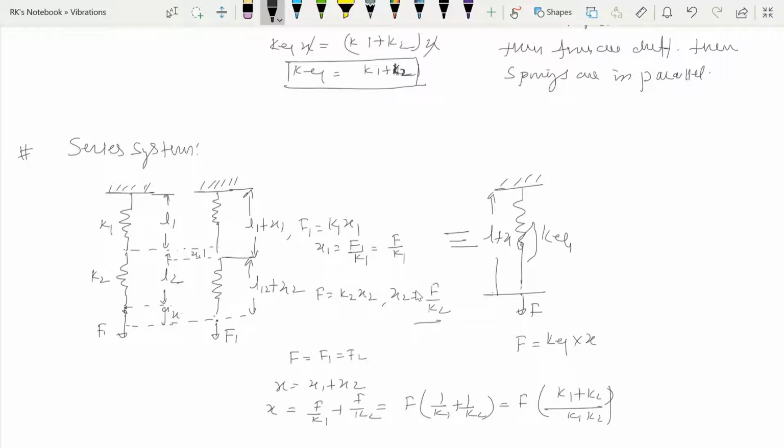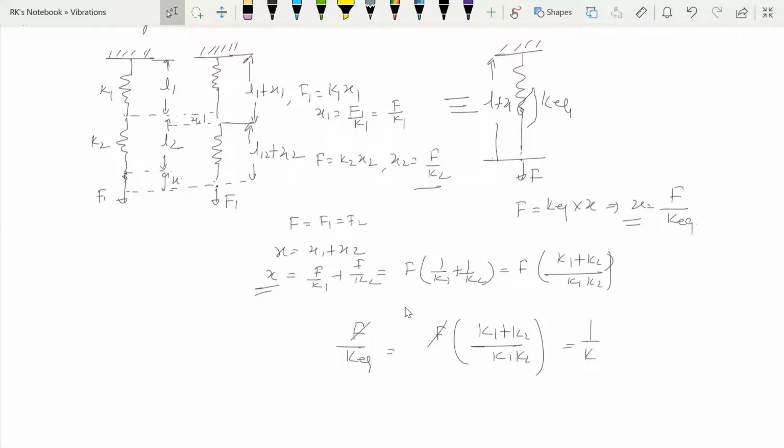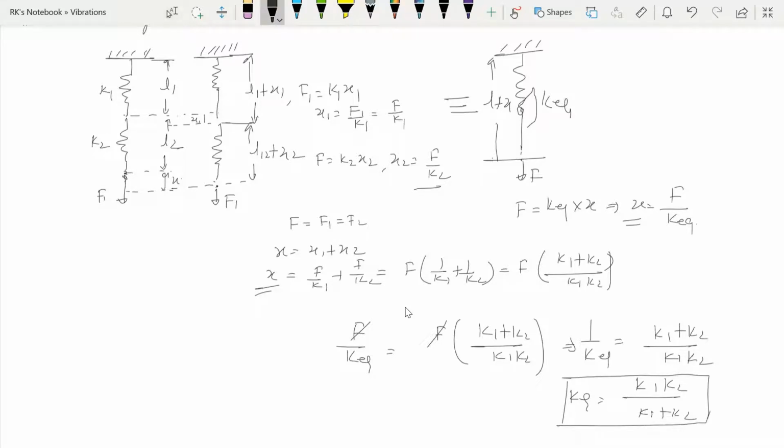And now from here X equals F over K equivalent. If we compare these two, then F over K equivalent is equal to F multiplied by K1 plus K2 divided by K1 K2. So 1 over K equivalent is equal to K1 plus K2 over K1 K2, and K equivalent of this system is K1 K2 over K1 plus K2. So this is how we can find the equivalent stiffness of the series system. Now we can observe that the forces in both of the springs are the same.